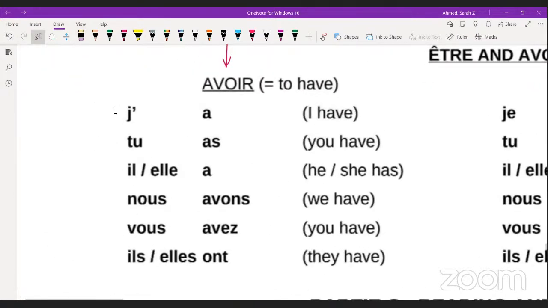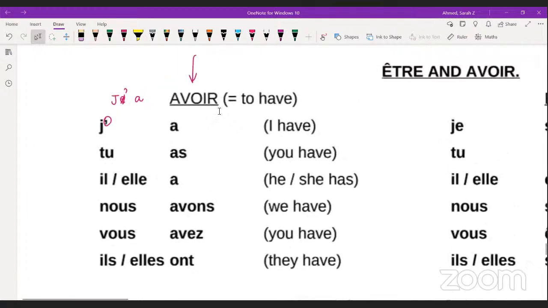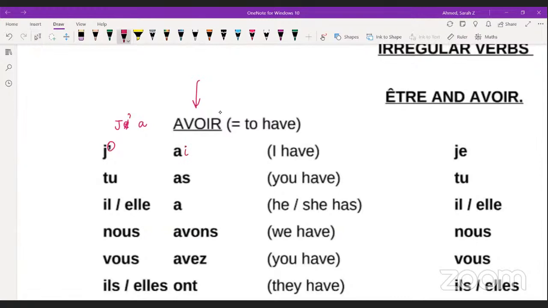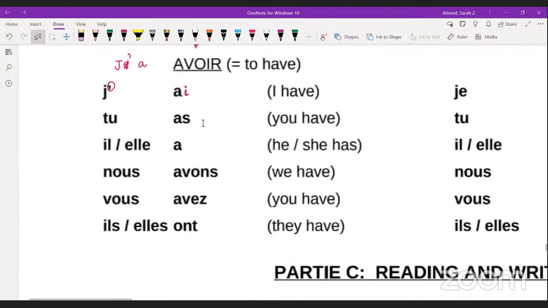So je. Notice there's an apostrophe, because if you wrote je a, you have to add the apostrophe. Actually, it should not be ja, it should be j'ai. I don't know why it's spelled like that. J'ai. Tu as. Il a. Elle a. Nous avons. Vous avez. Elles ont. Okay, let's say it one more time. J'ai. Tu as. Elle a. Il a.